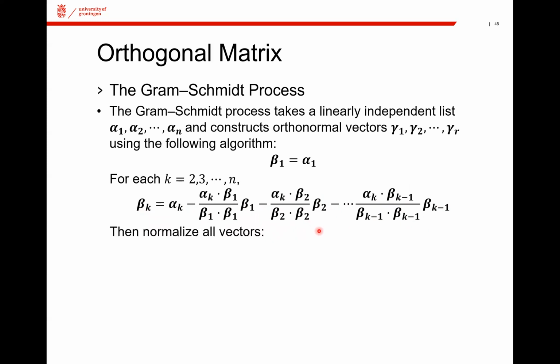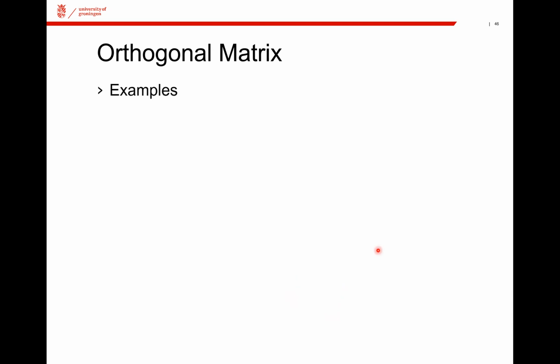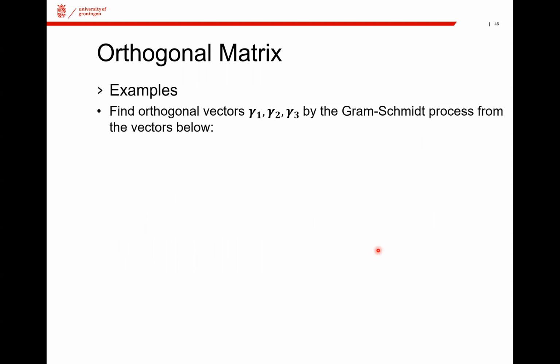And then after these two steps, we will have that every two vectors in this list are perpendicular to each other, but they are probably not all unit vectors. So we have to normalize all vectors. Basically, just divide every vector beta by the length of it. Okay, then let's look at some examples.